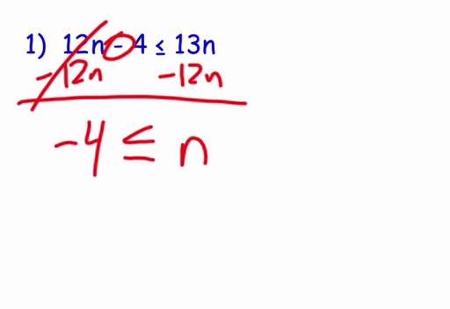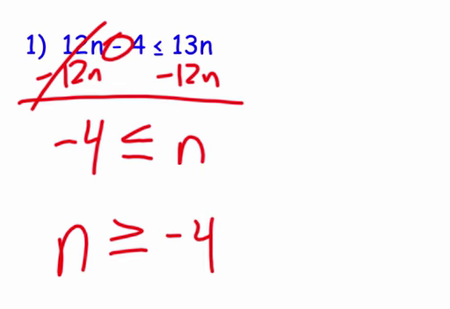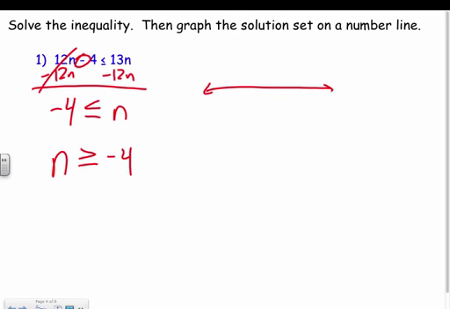13 minus 12 is 1, 1n. We don't really write the 1 ever. So just n. And like I said, always flip it. Put your variable first. Open n towards the n. Have my negative 4 over here. So now when we graph, I got negative 4, negative 5 to the left, negative 3 to the right.